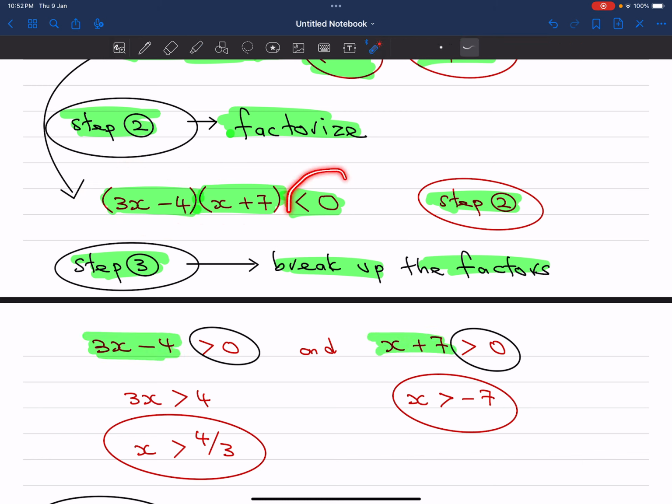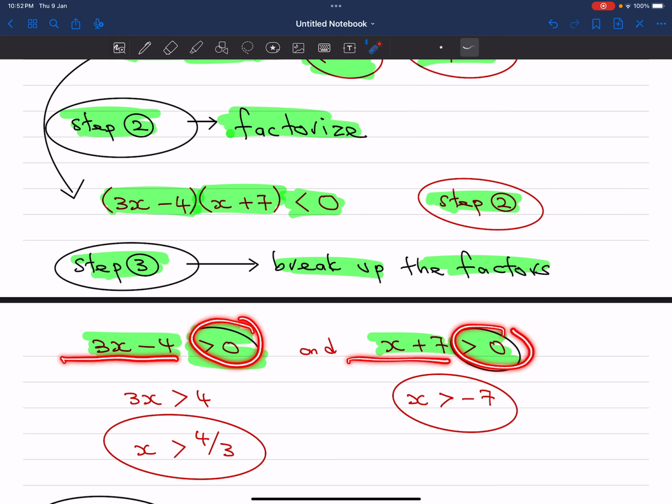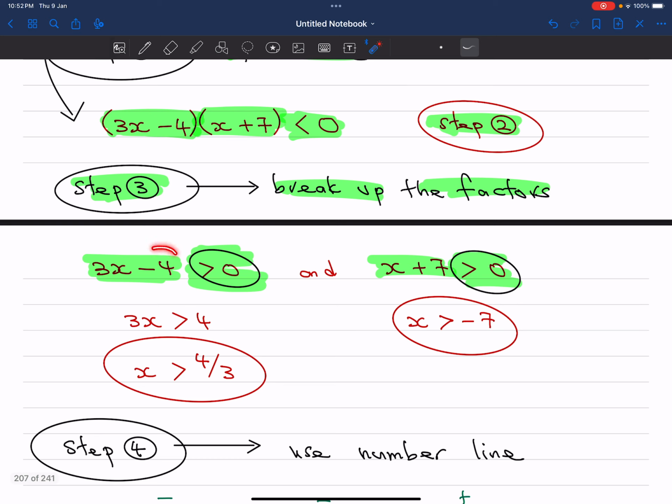But here, even though it's less than 0, when you break it up, you always must make it more than 0. If it is here more than 0, of course here and here will be more than 0. Even if this is less than 0, when you break the factor, it is always more than 0. So from here, I'm going to take the negative 4 the other side. I get 3x more than 4. And then I transfer the 3. I got x more than 4 over 3. Of course, multiply, transfer, divide.